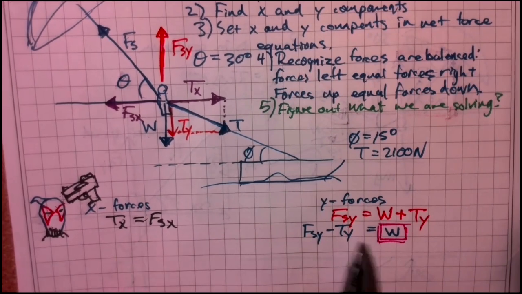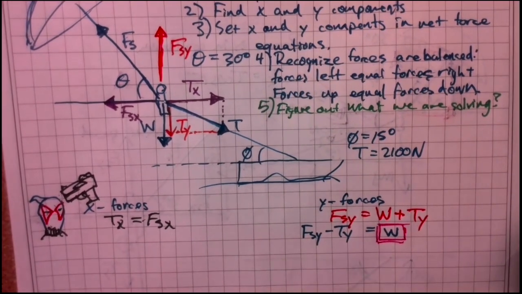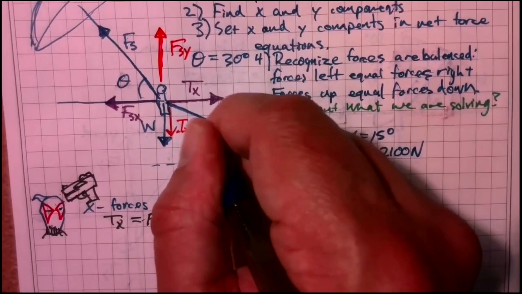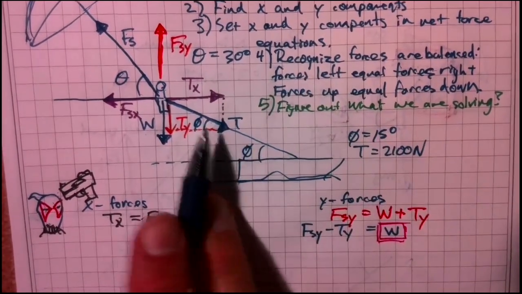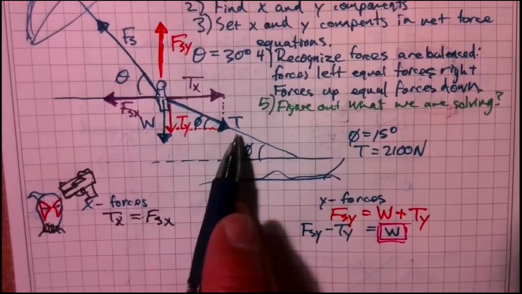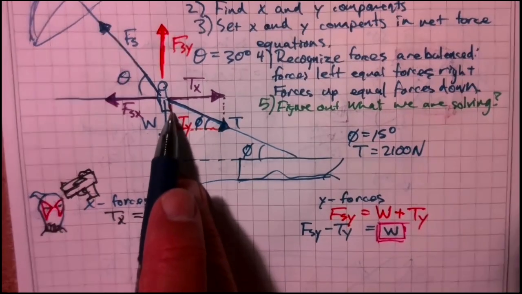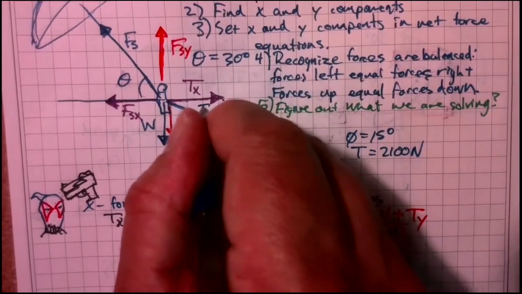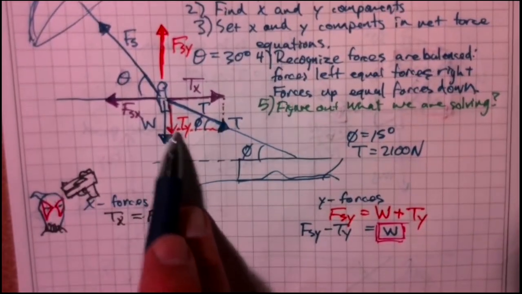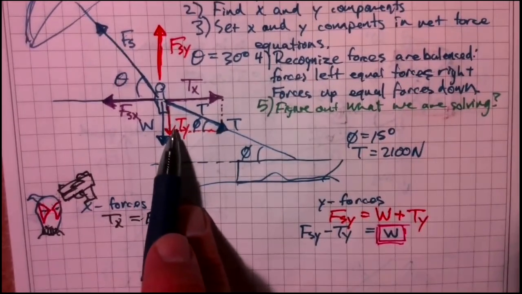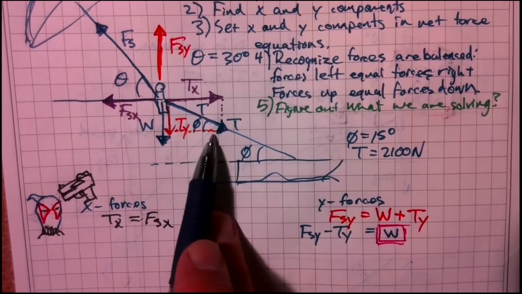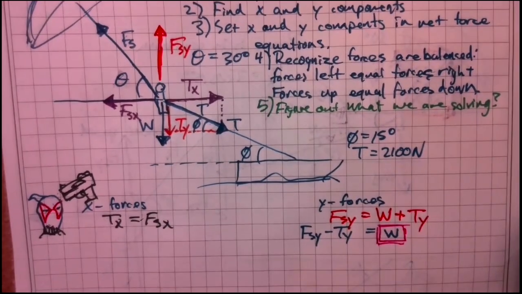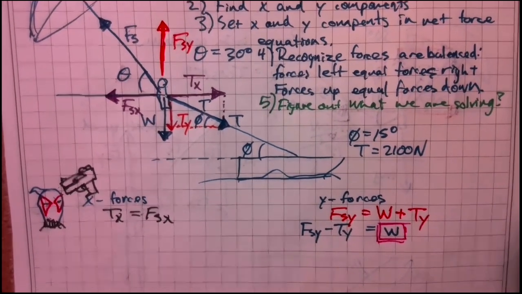How are we going to get TY? Well, it tells us here. Our angle theta. This is actually angle phi here also. And so where's TY here? Well, TY is the opposite side of this triangle. T is our hypotenuse. Okay, and TY is the opposite side. So let's write down what TY is.